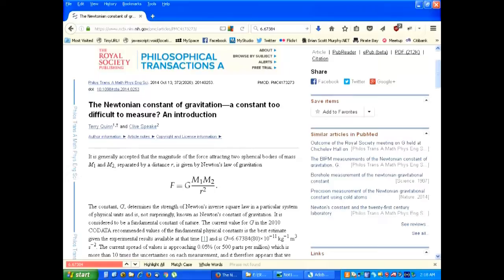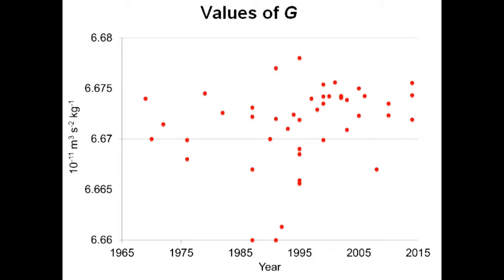I had started with the number 6.67384 times 10 to the minus 11. Then I found out that we don't know exactly what the value of G is. For years, we've been coming up with different numbers because it's hard to measure. This is a graph from CODATA, the Committee on Scientific Data.